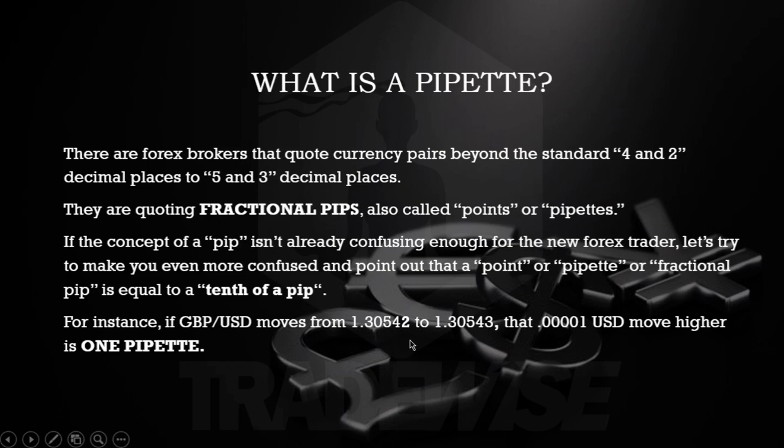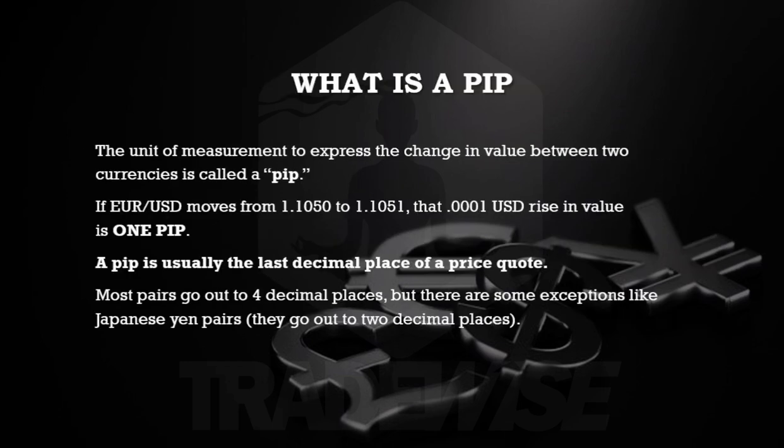So now moving on to what a pip is. The unit of measurement to express change in value between two currencies is called a pip. This is the one we tend to observe most of the time. We don't observe the pipette; the pipette is sometimes completely ignored. It's almost invisible. The pip is the 4th number after the decimal, and remember, the pipette is the 5th one. That is when we're dealing with EUR/USD.